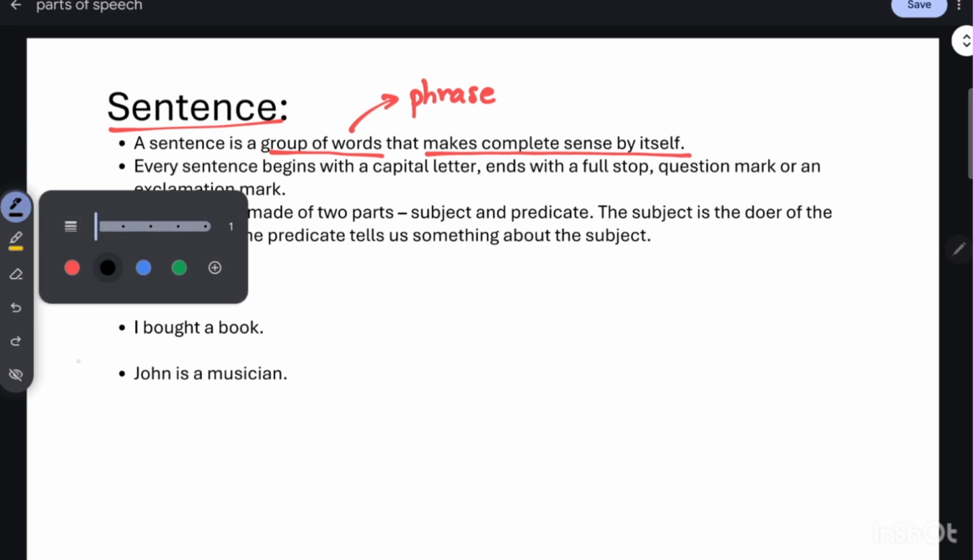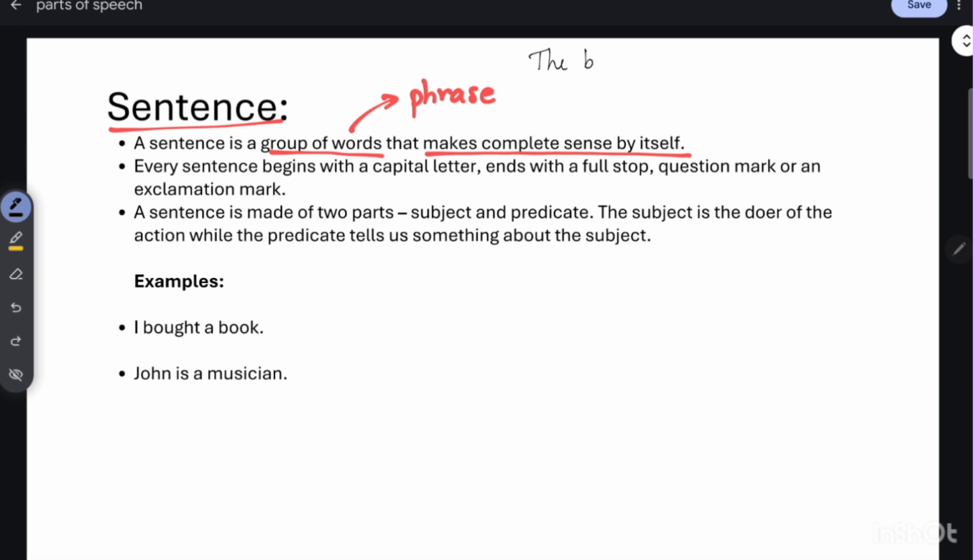Okay, let's say we're saying, the book on the table. Now we are understanding what object we are talking about, but is it a complete sentence? No, it is not a complete sentence. The book on the table is not a complete sentence. Why? Because it does not make complete sense by itself. You need something ahead of it. The book on the table is mine. Let's say if we add the words is mine, now these two words add meaning and make it complete.